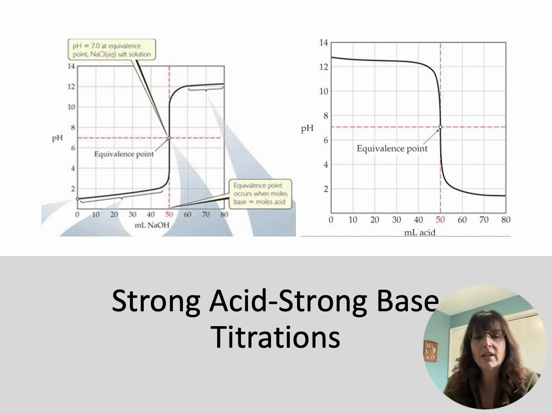But if you titrate a strong acid and a strong base, you're looking for this very, very sharp S curve. It's very, very sharp. You're going to start really, really low on the pH or really, really high on the pH. And it's just a very clean looking curve.